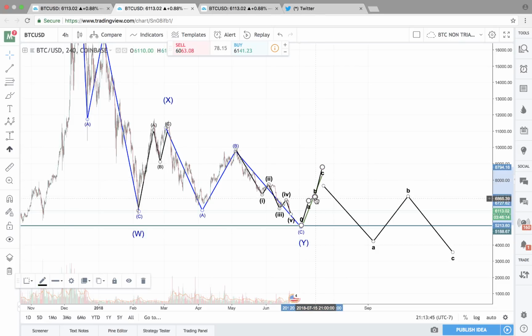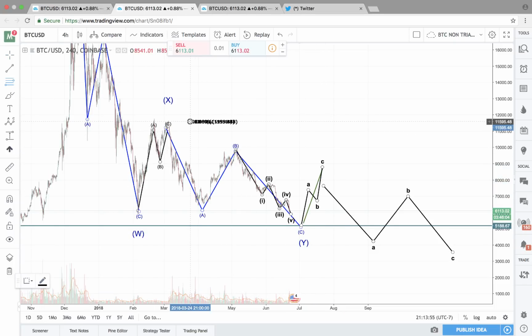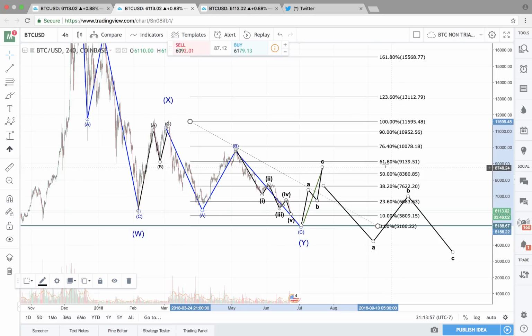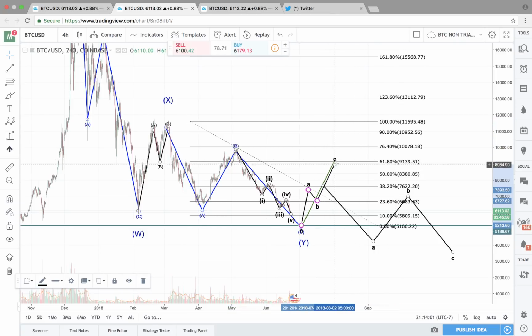The X waves tend to only retrace. They have to retrace, or usually are, under 68% of the previous wave. So if this was our Y wave here, then our X wave would typically retrace a maximum of $9,000. So the X wave is going to be smaller. It's going to be something like that. And it's not unusual to see X waves that only trace up to 38% of the previous wave. So maybe we only get to 7.6 thousand on the bounce.